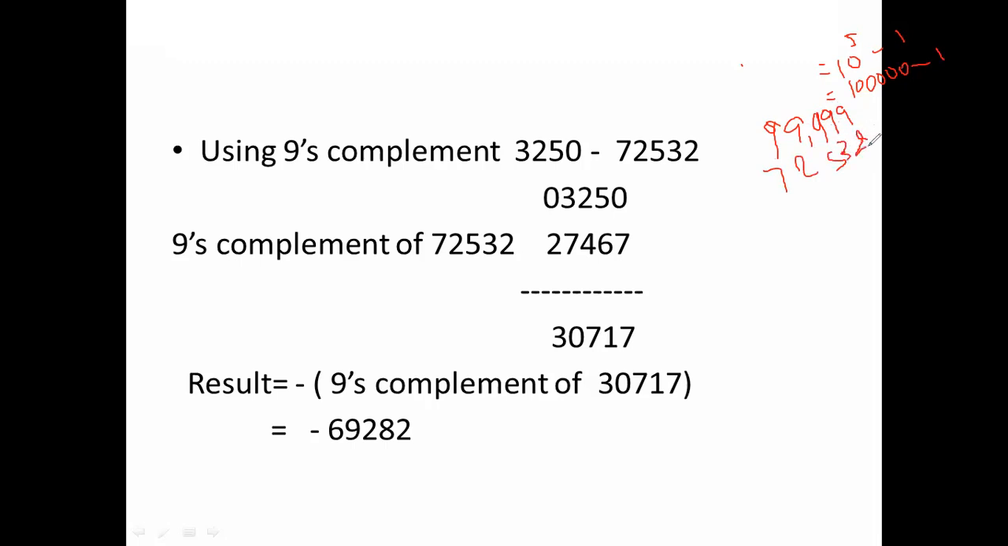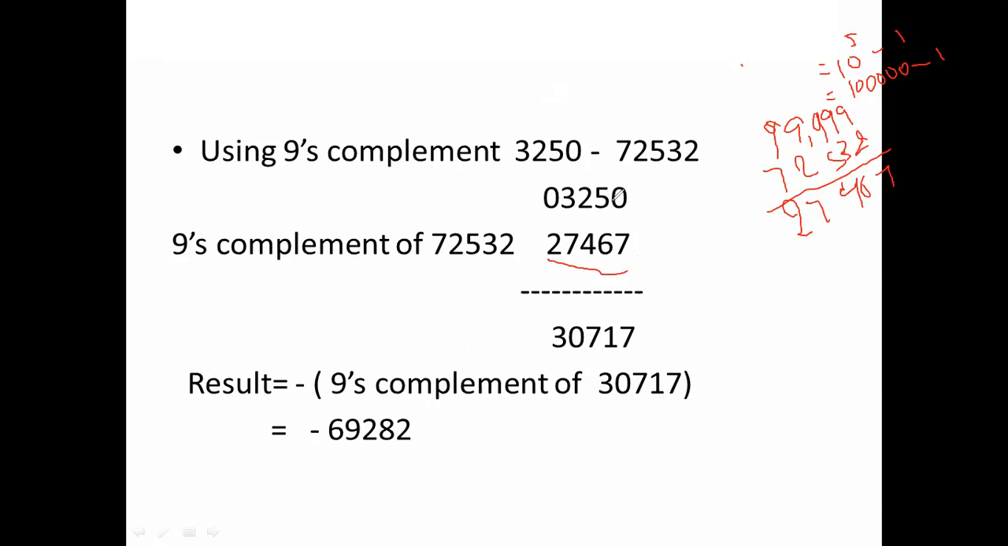532. 9 minus 2, that is 7. 9 minus 3, 6. 9 minus 5, 4. Okay, 9 minus 2, 7. 9 minus 7, 2. 27,467. In this way, you will be getting the nines complement here.